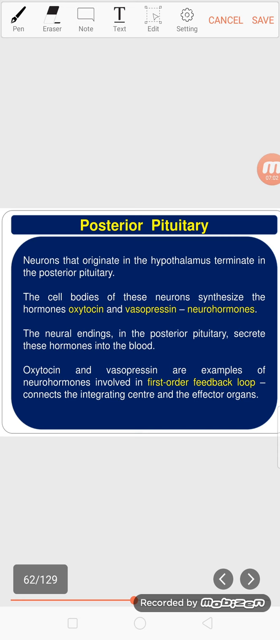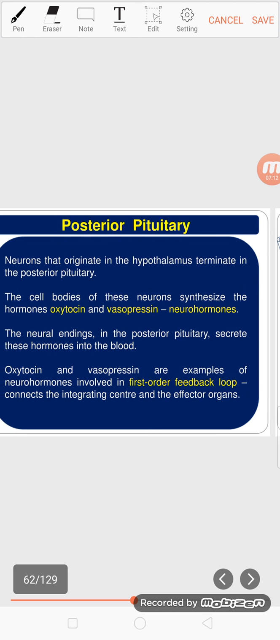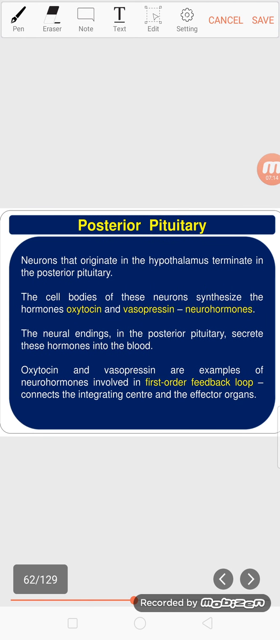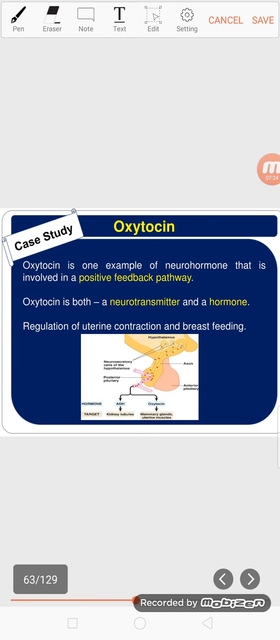The second term here is first order feedback loop. This is related to oxytocin and vasopressin secretion. First order feedback loop means that when this hormone is secreted, it directly goes to the target organ and causes a reaction and response. This is just to show you that oxytocin is both a neurotransmitter and a hormone. It can act as a neurotransmitter and it can also act as a hormone.